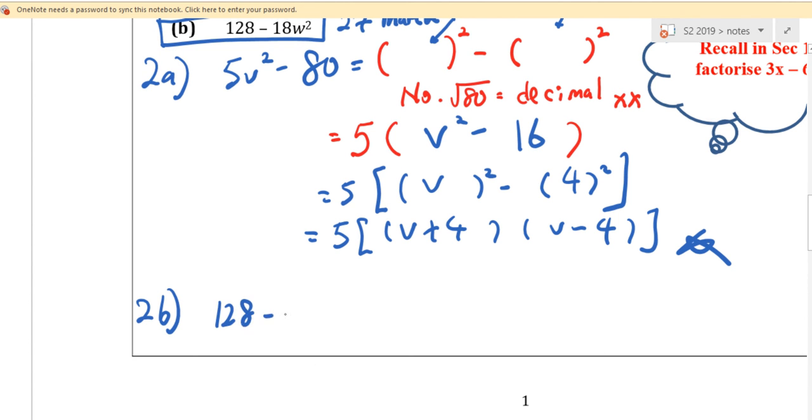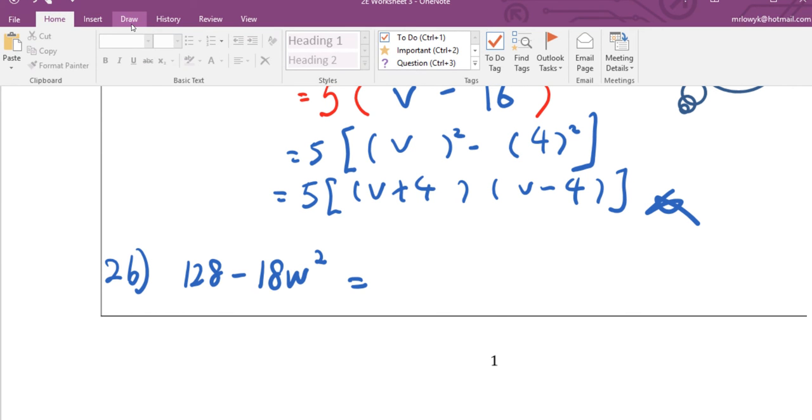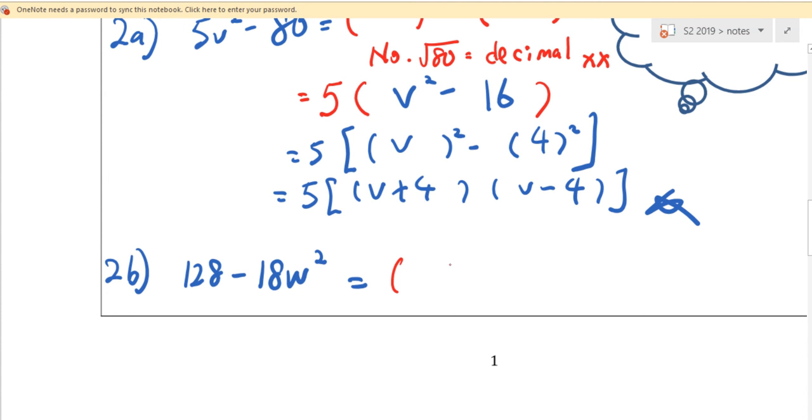Now, so 128 minus 18w squared. My question is, is this in the something square minus something square format? No. Now, why do I want it in this format? Because factorize means I want to remove or create bracket.